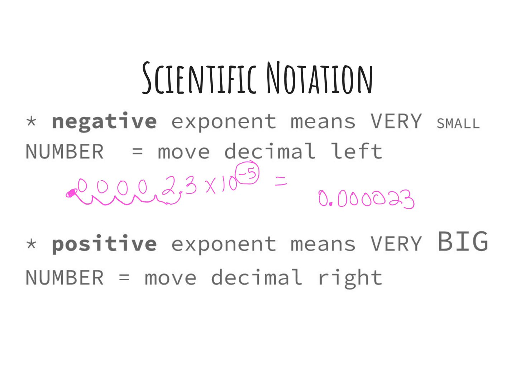Now, if you have a positive exponent, that means you have a very big number, and so you're going to move the decimal to the right when you're converting from scientific to standard. So let's say I have 2.3 times 10 to the positive 5. Well, in that case, I'm going to move my decimal to the right. So we have 2.3, and I'm going to move it 1, 2, 3, 4, 5. Go ahead and put zeros in all of those places, and so it would be 230,000.